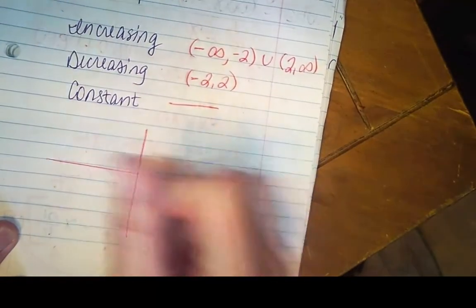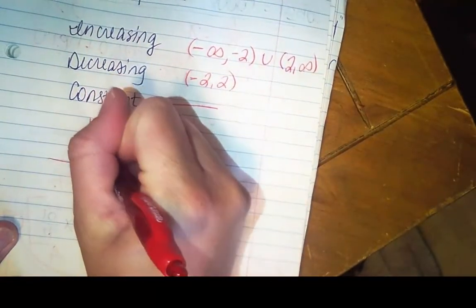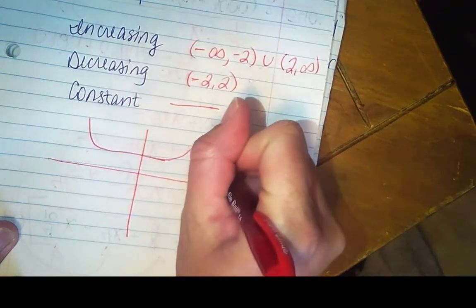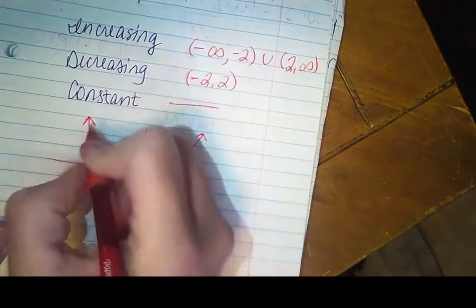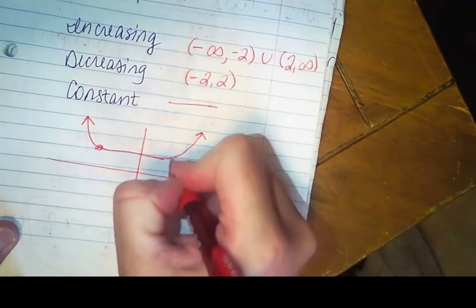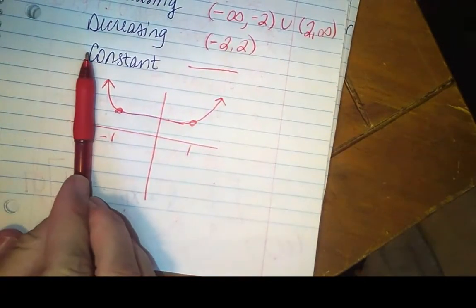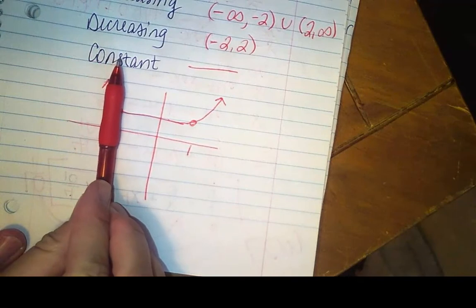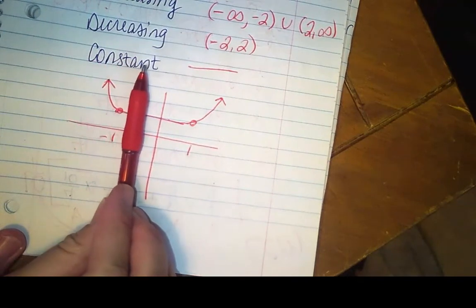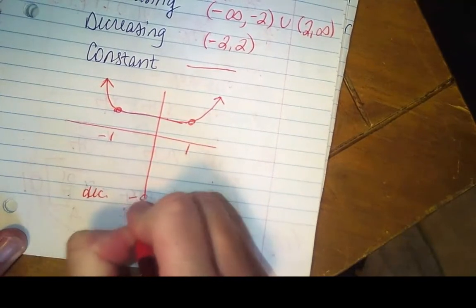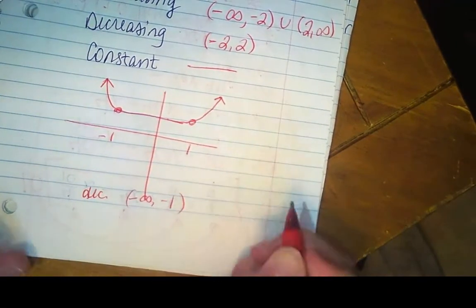If I have something like this, this is a really bad drawing. All right, so let's say that that point and that point are at negative 1 and positive 1. Okay, so when is it decreasing? As I read it from left to right, it's coming down from negative infinity to negative 1. So negative infinity to negative 1.